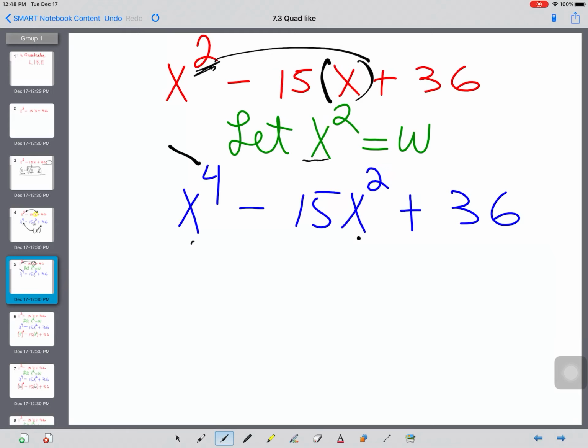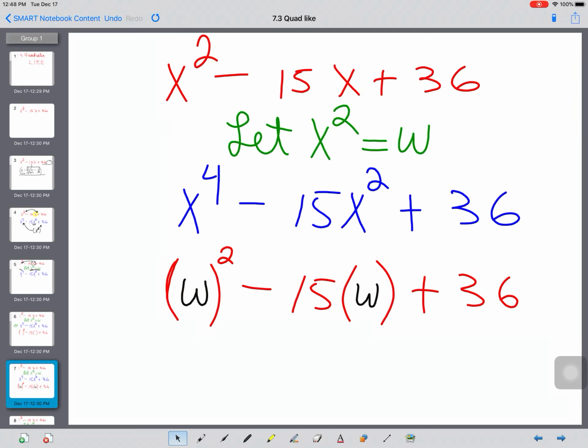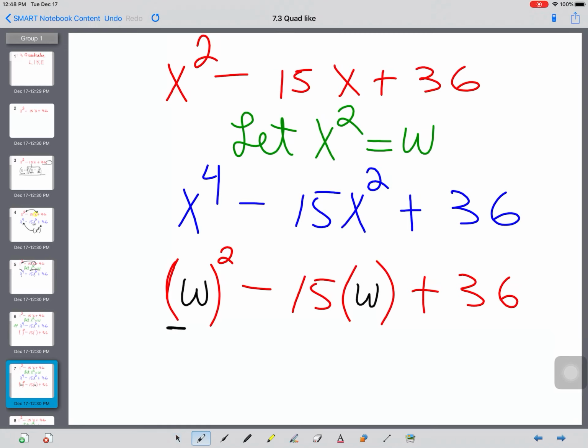So I'm going to let w equal x squared. And I'm going to take this equation. Now, remember we figured out a moment ago that x squared squared was x to the fourth. And, well, there's that x squared. I'm going to take both of these x squareds out. And when I do that, I'm going to replace them with what I said x squared was equal to, which was w. Now what I've created is, in fact, a quadratic.